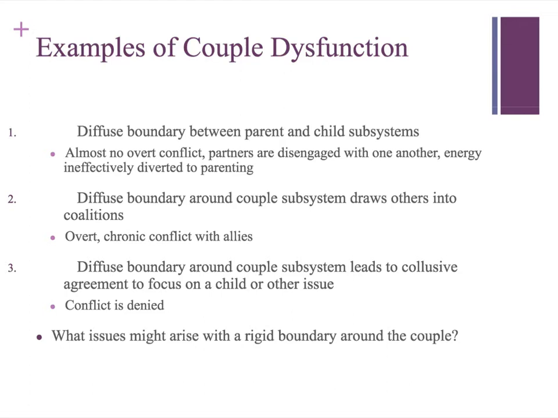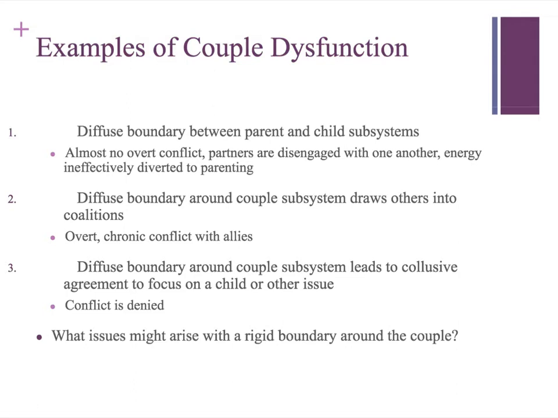The third kind of diffuse boundary around the couple leads to detouring. So the couple agrees to focus on something other than their relationship, to worry about, to fight about, but the problem is never seen as within the relationship, is seen as existing in this third entity. And this is often when we might see children with more significant symptoms that come in.